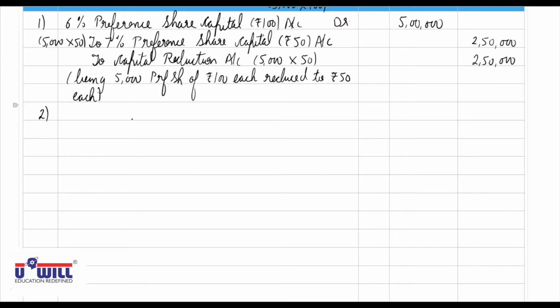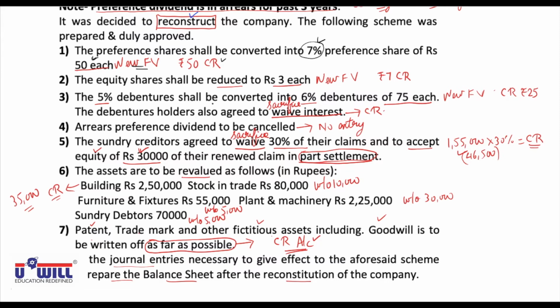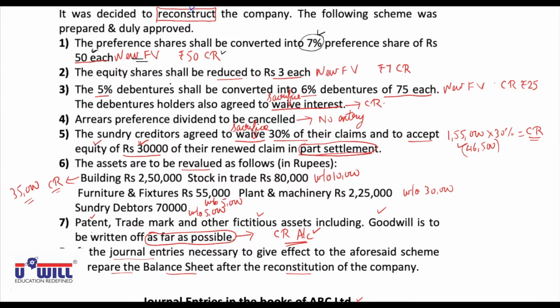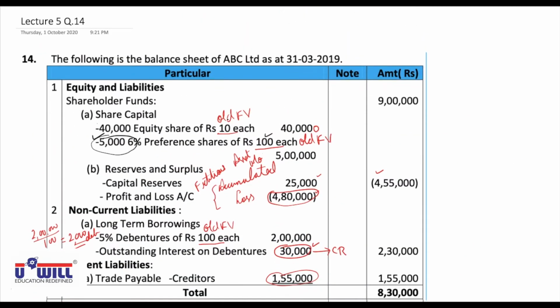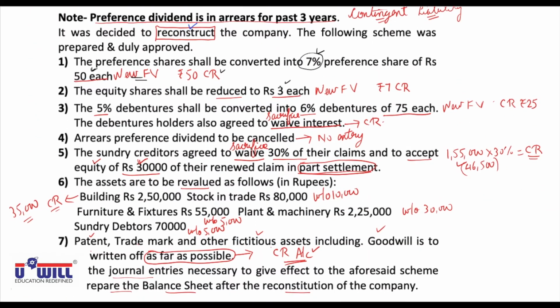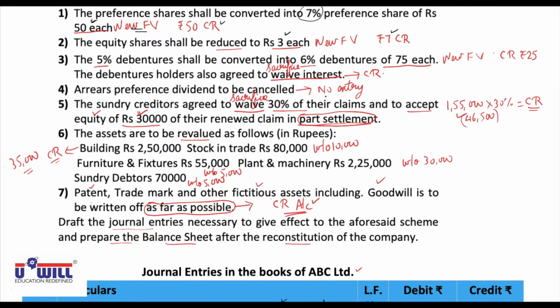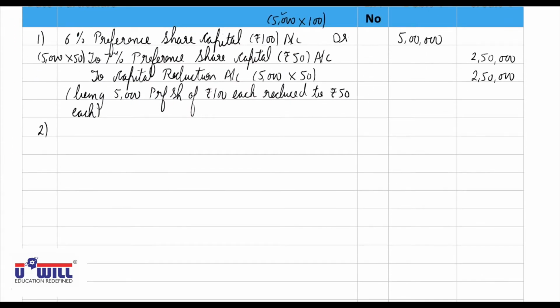Now the second entry will be passed from the second adjustment. So adjustment wise itself we have to go here. It's not like the amalgamation chapter where we have to remember the order of entries. Here just read the adjustments, apply your logic, common sense, and pass the entry. The equity shares shall be reduced to rupees 3 each. So as we discussed, old face value rupees 10 we will debit, 40,000 into 10, 4 lakhs. New face value 3 rupees we will credit, 40,000 into 3, 1,20,000. And 7 rupees they sacrifice, 40,000 into 7, 2,80,000 will be transferred to capital reduction.